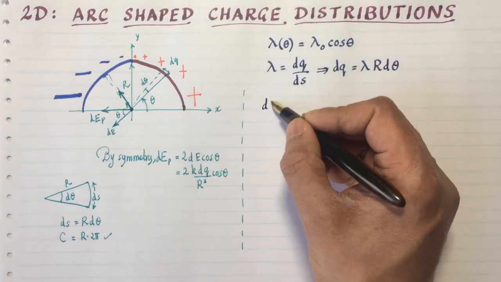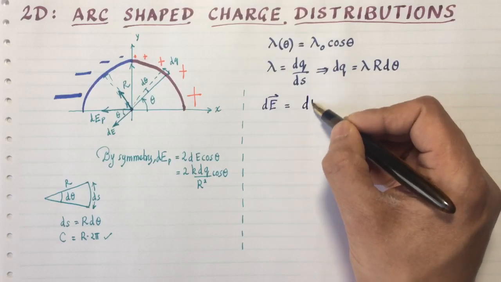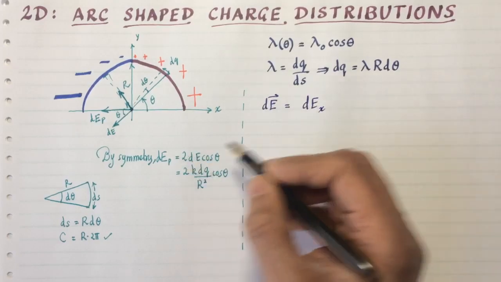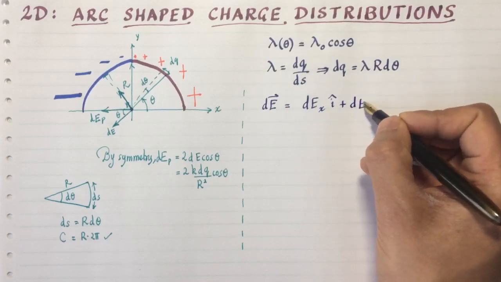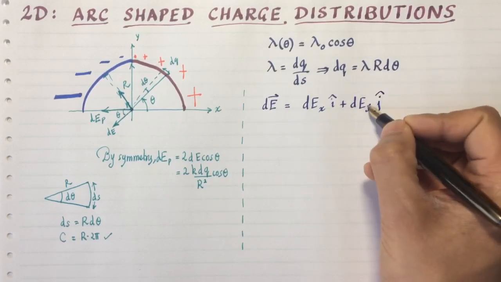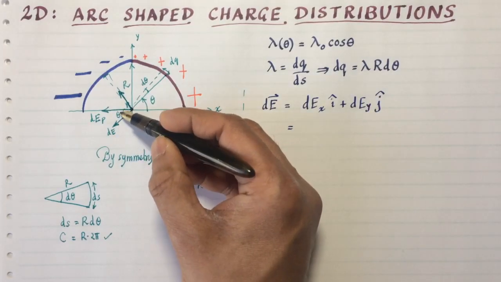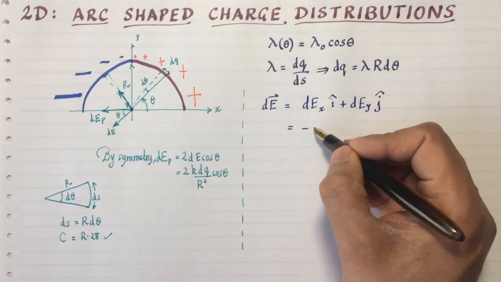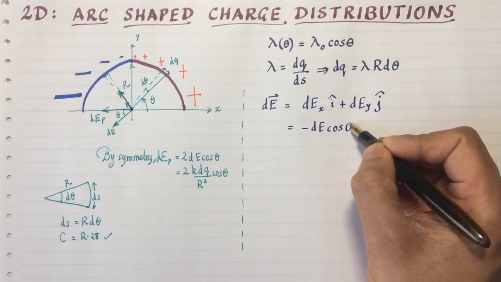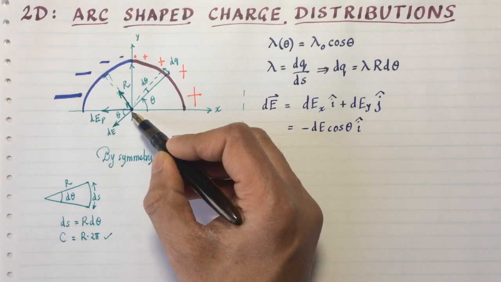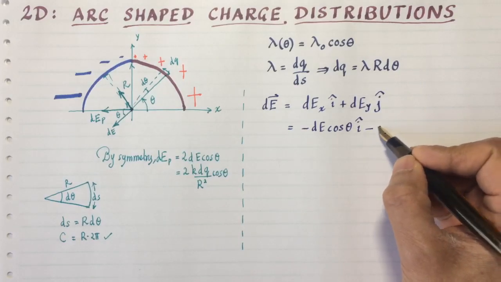So let me write the dE vector in full. It's going to be dEx i hat plus dEy j hat. Now the x component of the dE vector is negative dE cosine theta because it's acting to the left. And the y component is also going to be negative because it's acting down.